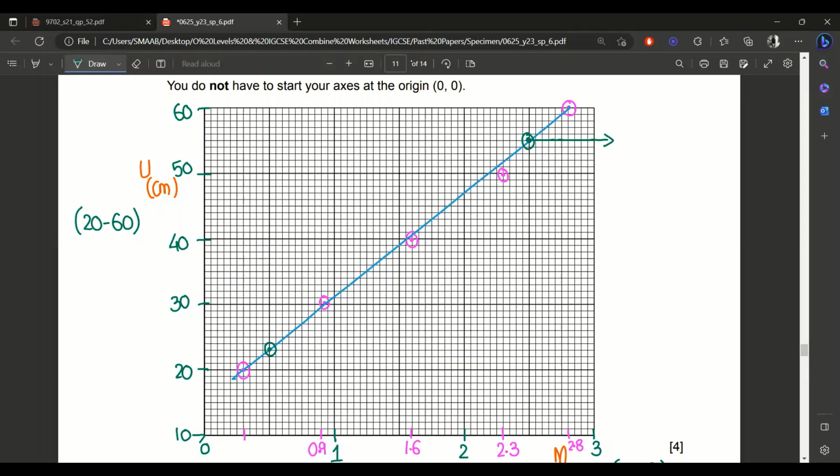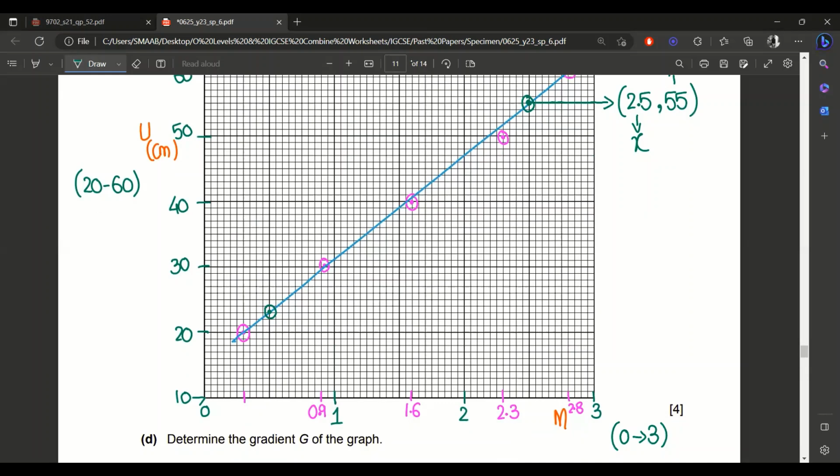So we need to write readings over here. What will be the reading? 2.5 for the x-axis, and on the y-axis we have 55. So same, repeat the process on the left hand side. We choose this one. So it will be 0.5 on the x-axis and 23 on the y-axis, right?